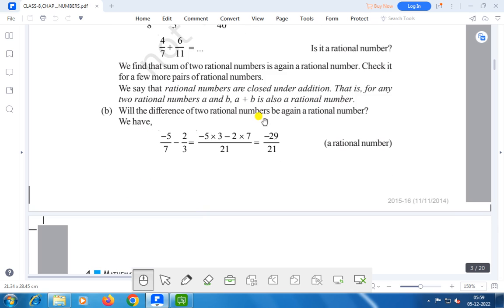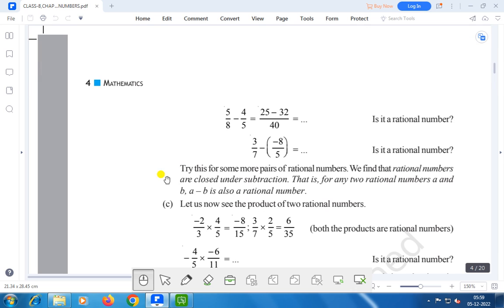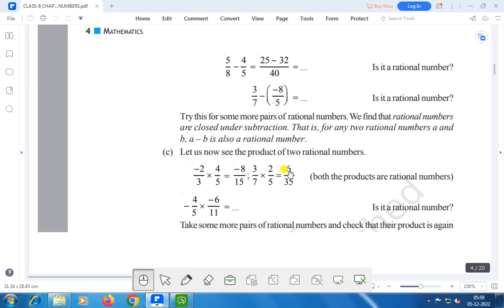Will the difference of two rational numbers be again a rational number? Let us check, and we find that, for any two rational numbers a and b, a minus b is also a rational number. That is, rational numbers are closed under subtraction also, right?